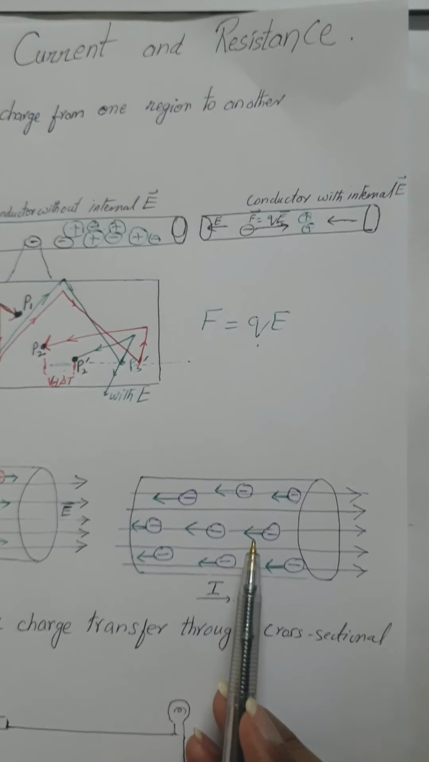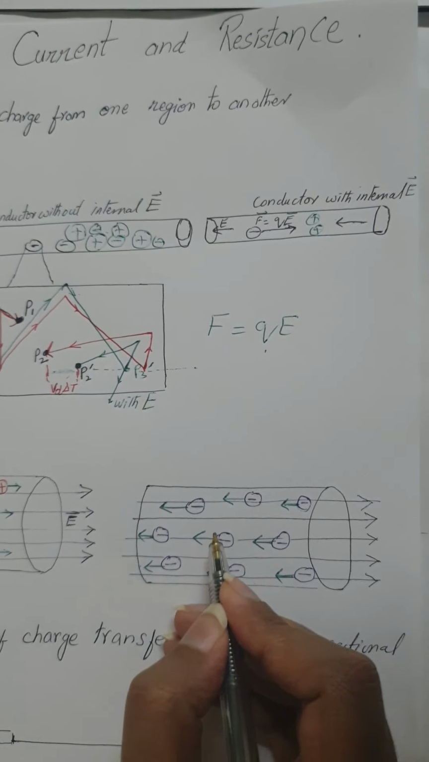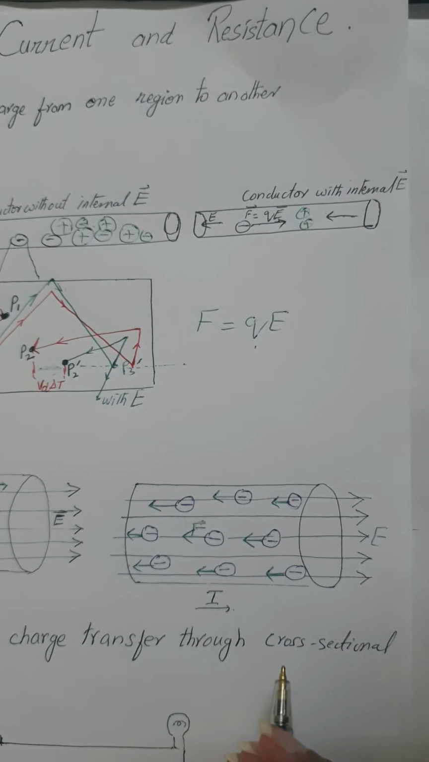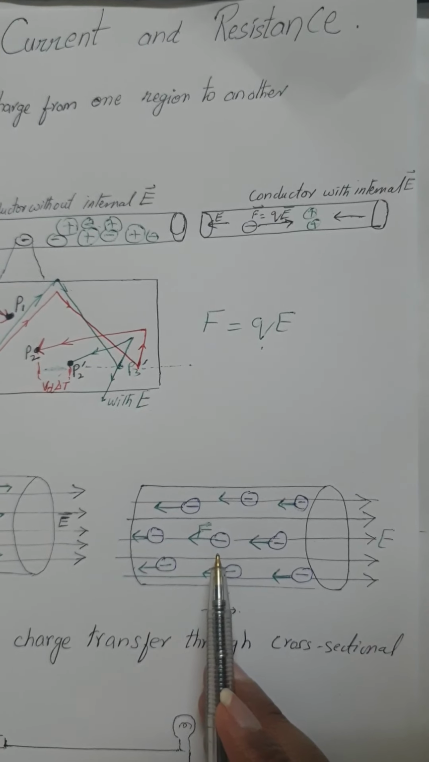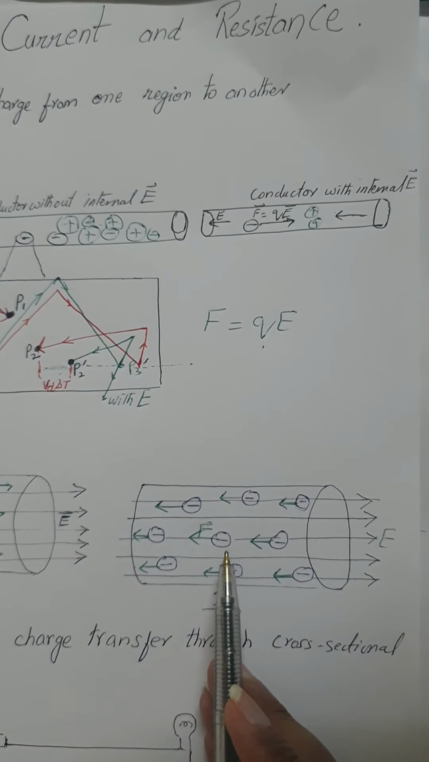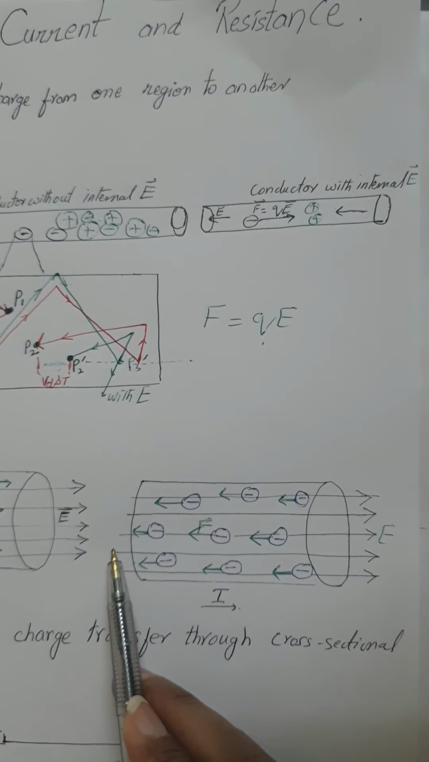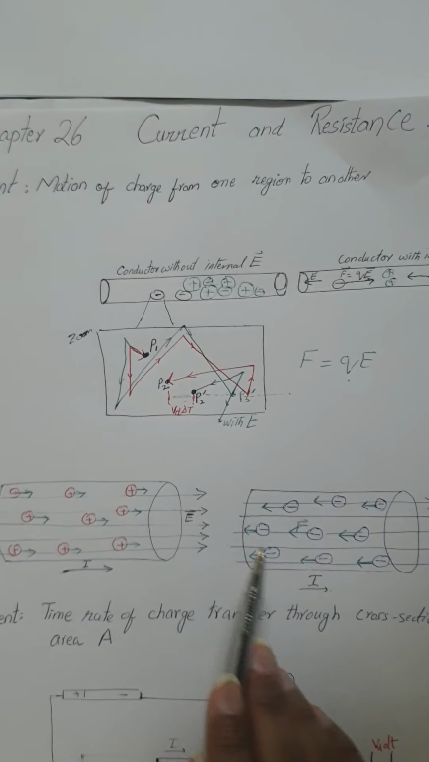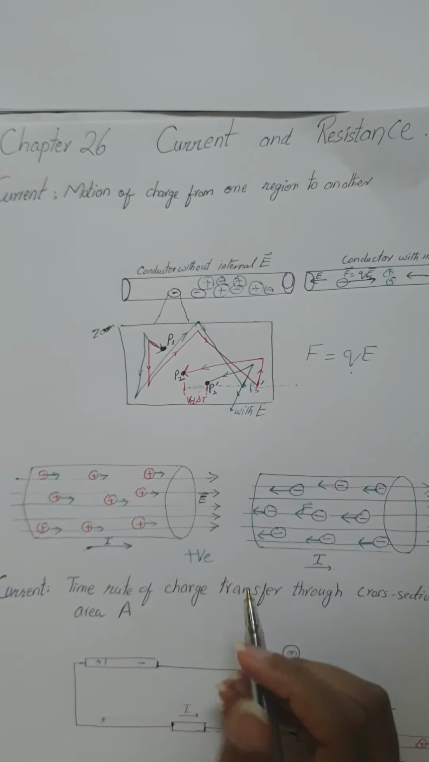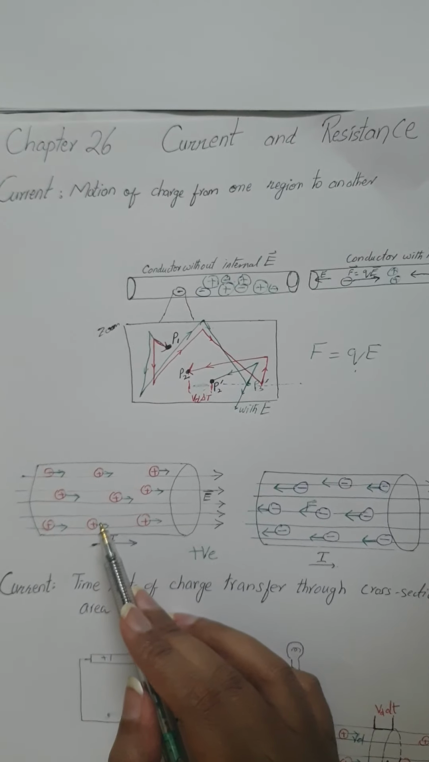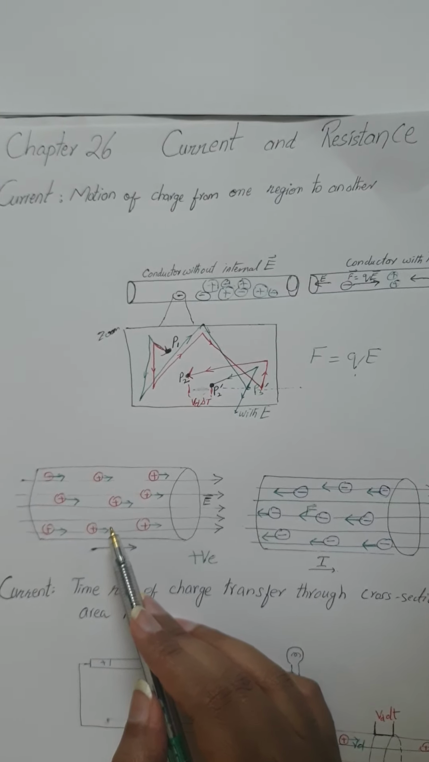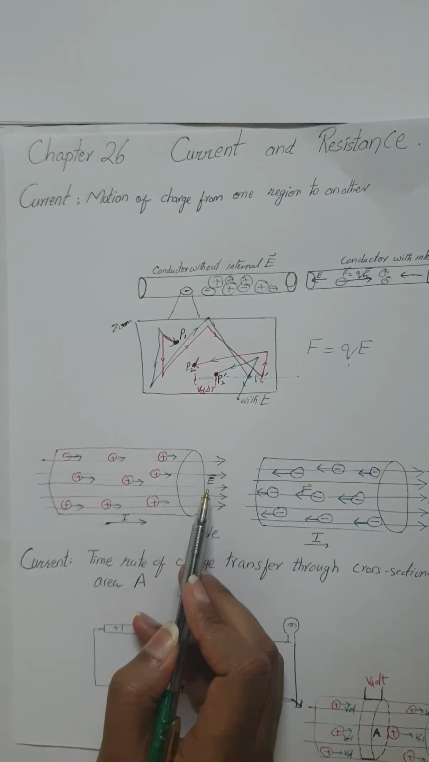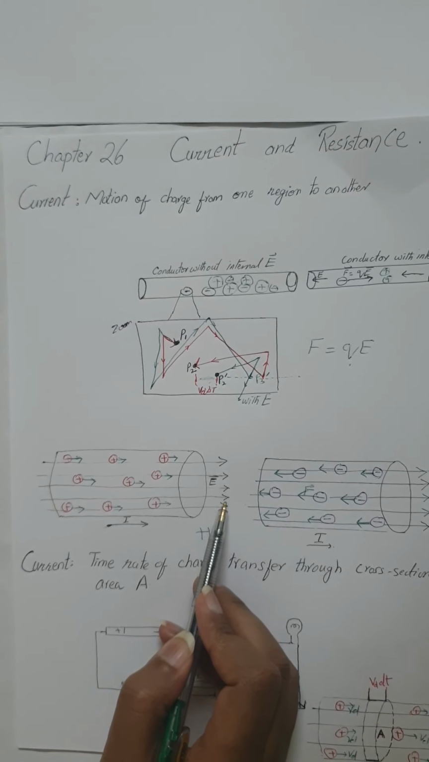The electric force is opposite to electric field, and then the drift velocity is from right towards left. In both cases, here and here, there is a net flow of positive charges from left to right, and positive charges end up toward the right of negative ones.